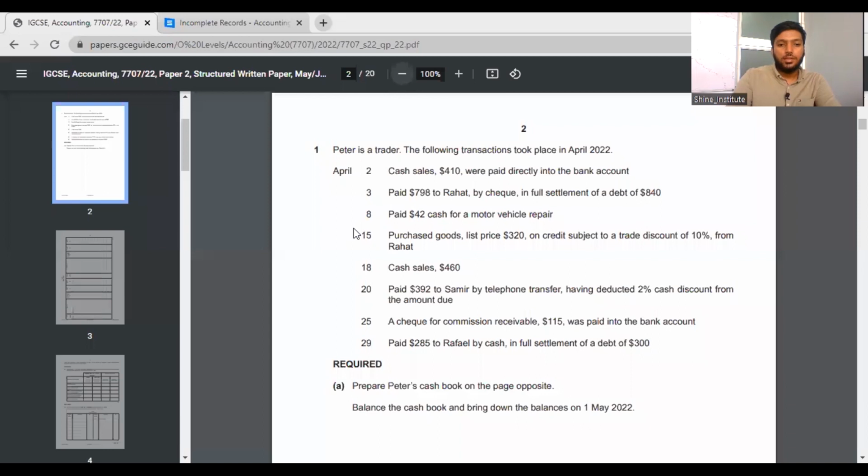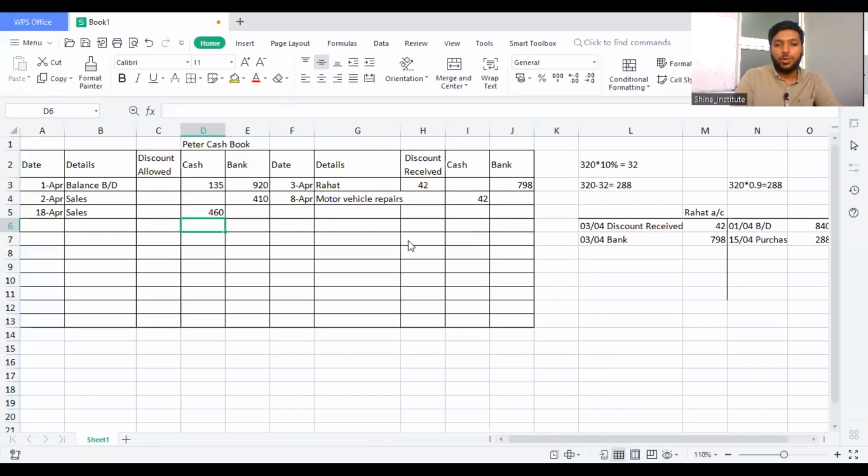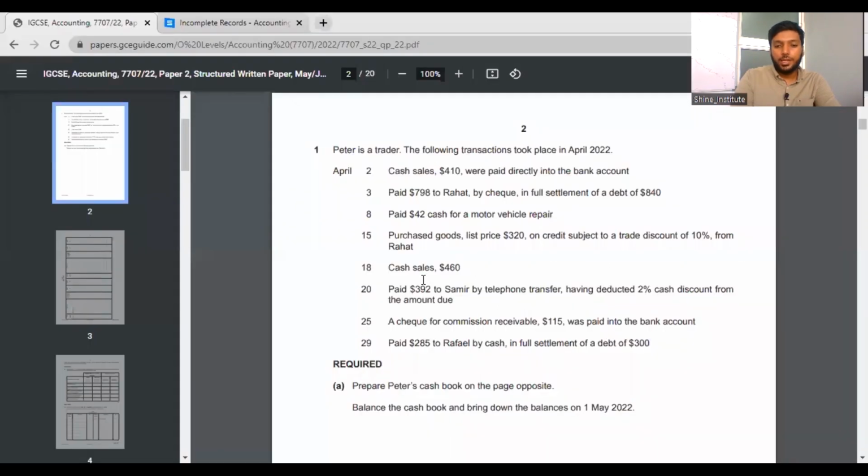Easy as that. Done with that transaction. So then we move on to the next part. We have paid 392 to submit by telephone transfer, having deducted cash discount from the amount due. So from the entire amount, you have already deducted 2% and you are making a payment. But this is a payment you have made by paying 392 to submit telephone transfer.